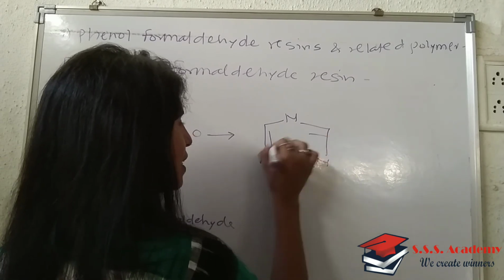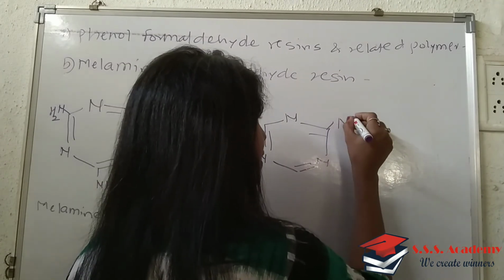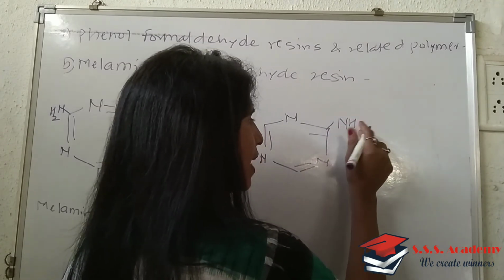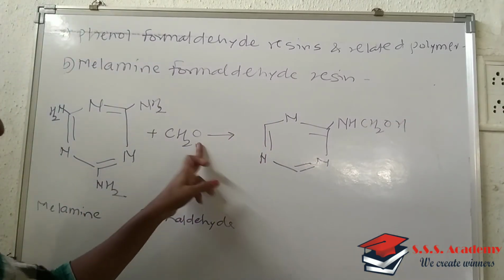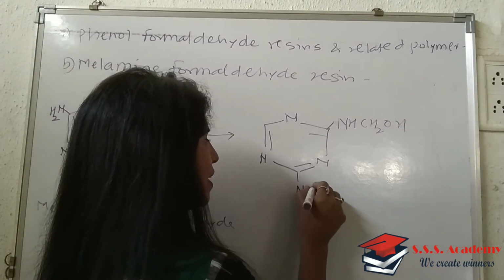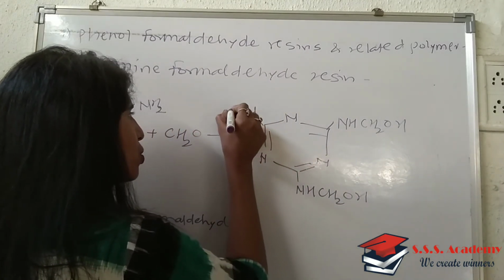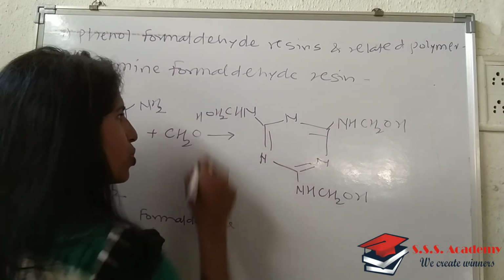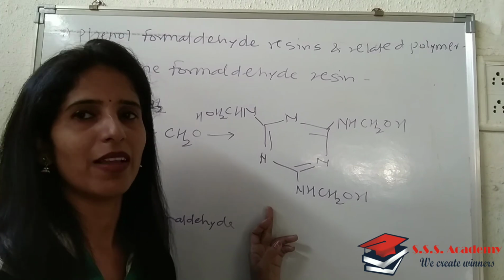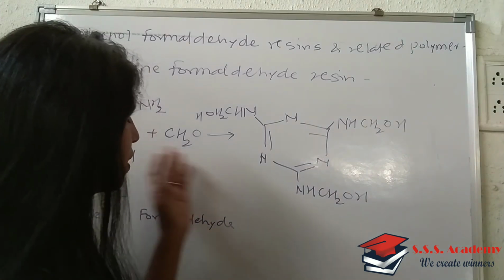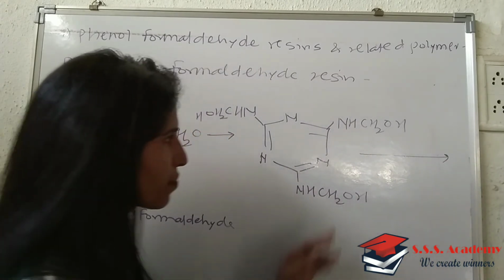Okay, this is as it is. Instead of NH2, now you will write NH and CH2OH. So one hydrogen from that NH2 will go with this. Again NH CH2OH and this is NH CH2OH. Okay, so this is nothing but what we will get once the melamine and formaldehyde are allowed to undergo reaction. Now next what will happen?